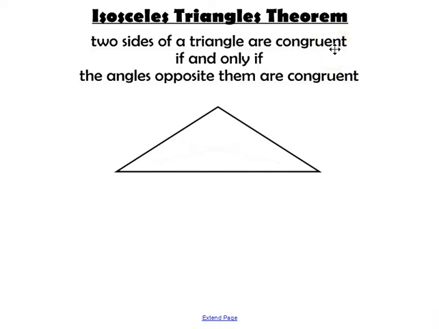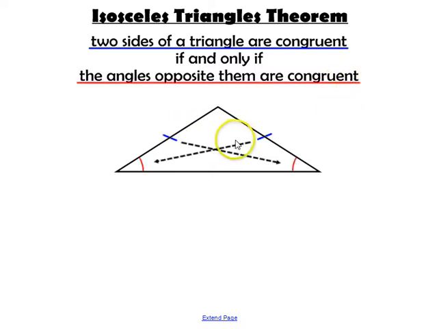So what this looks like in a triangle is if we have two sides that are congruent, then the angles that are opposite from those sides are also going to be congruent. So whichever legs are congruent, that means the base angles of the isosceles triangle will also be congruent.